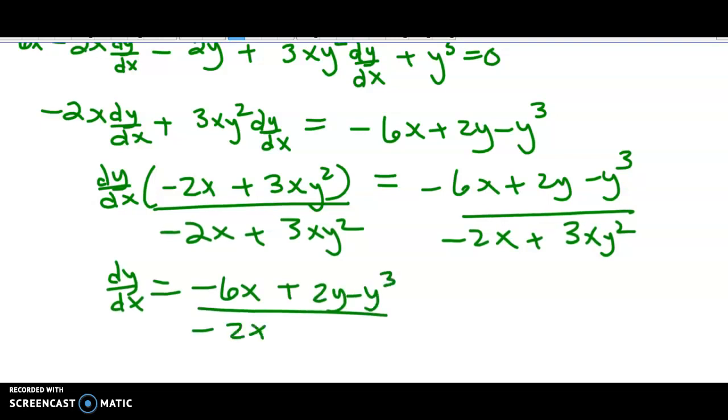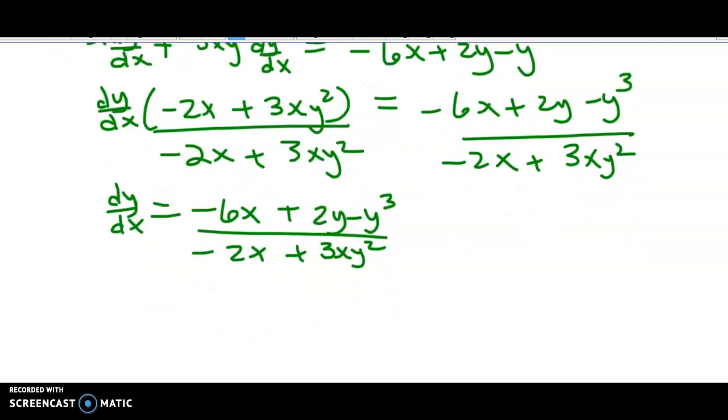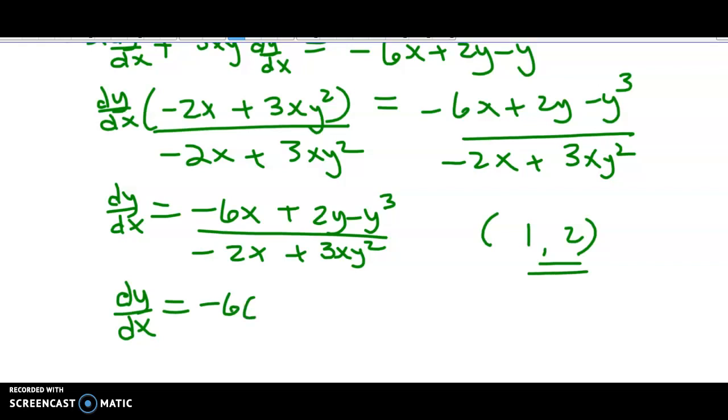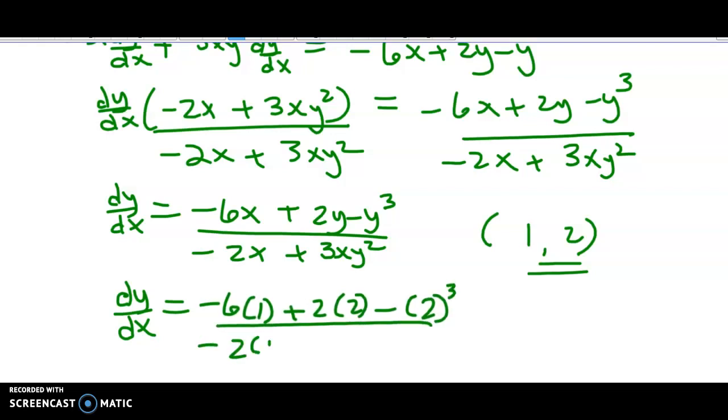Now, this is the general derivative for any tangent line, but I want the derivative at 1 and 2. So I'm going to substitute in those values to find the derivative at this specific point. So I get negative 6 with 1. I plug in 2 for the y. I plug in 2 again. I got a 1 for the x, 1 for the x, and 2 for the y.